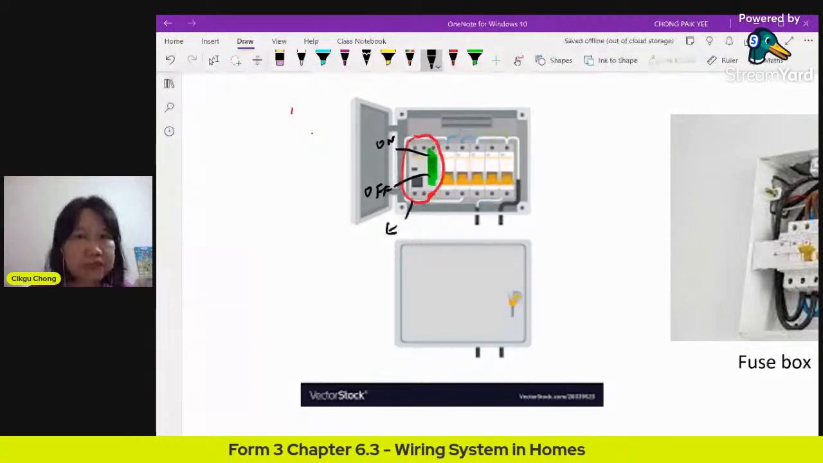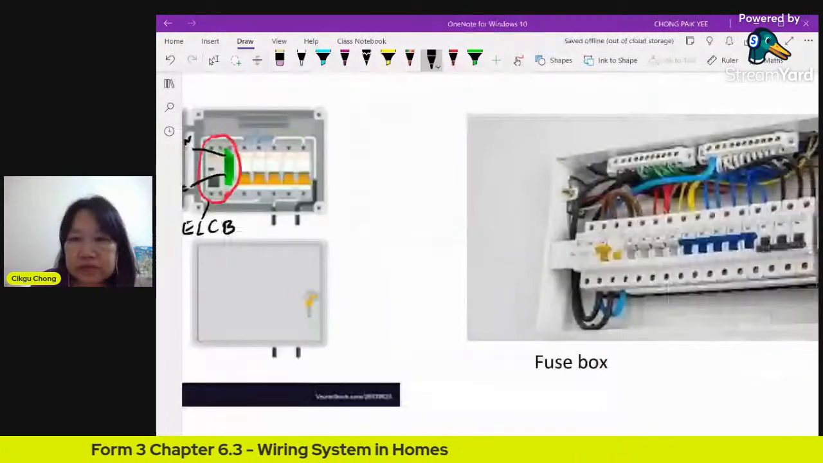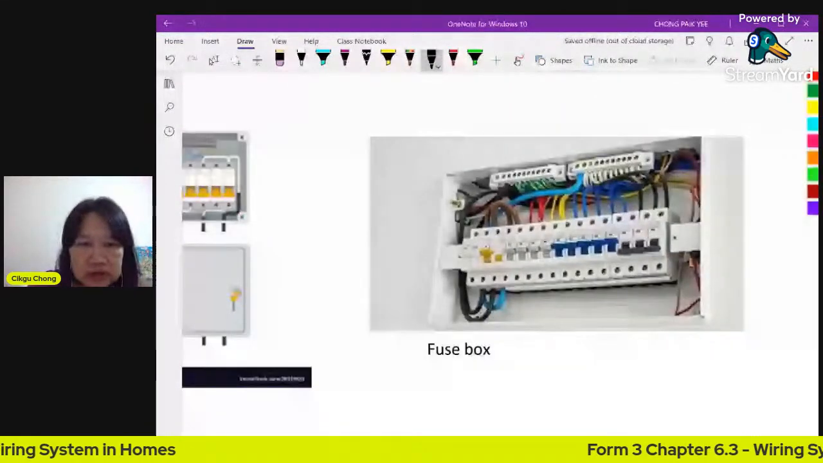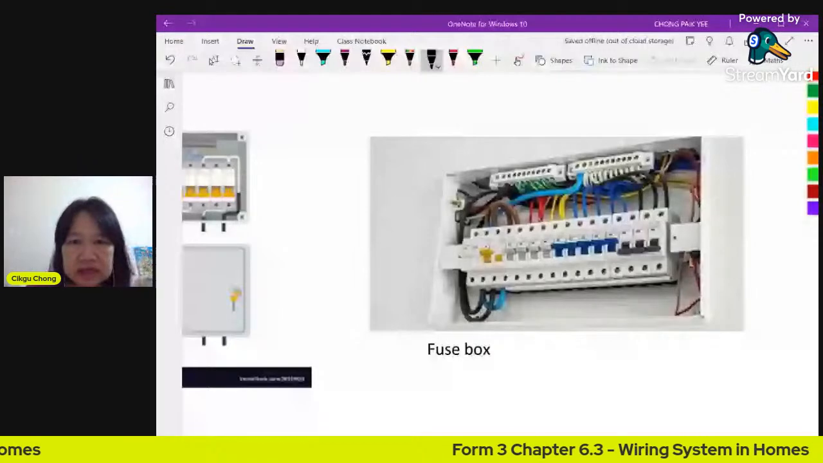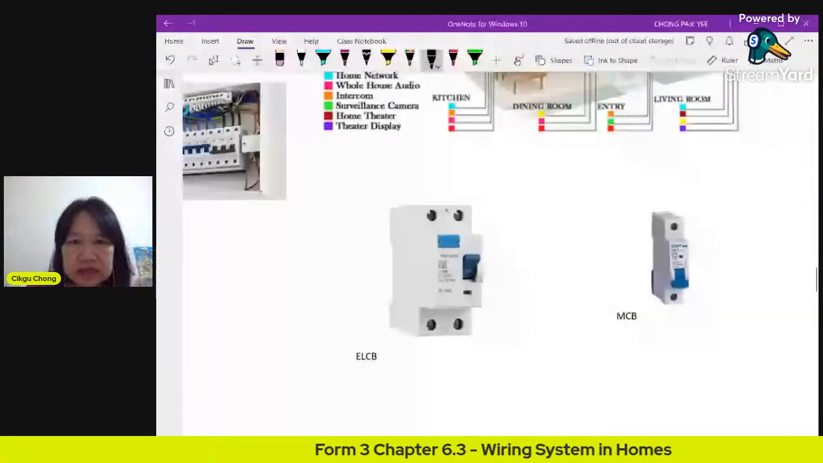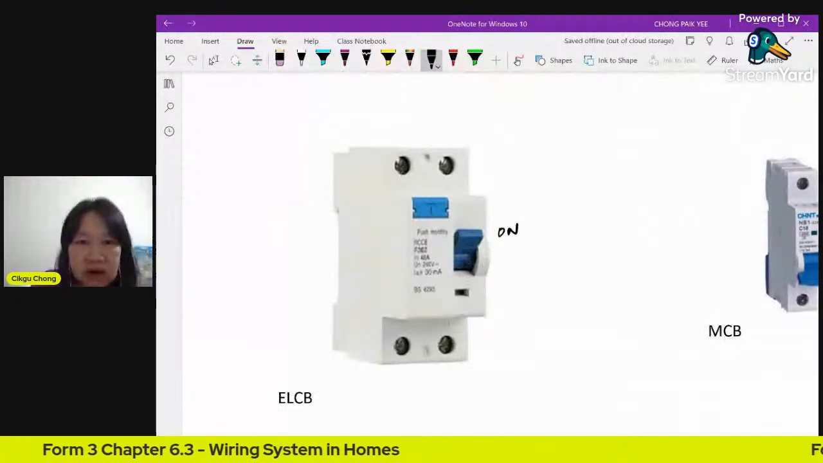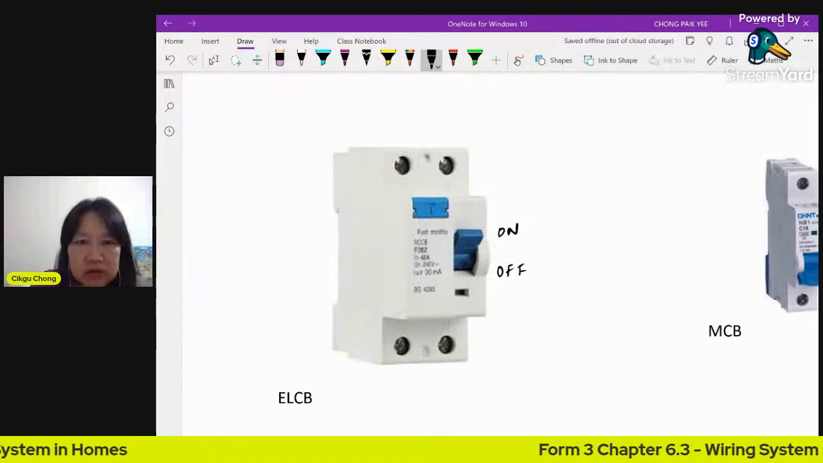So you see this is a fuse box, right? That whole thing. After I show you the fuse box, this is the ELCB, and there's another picture here that shows the ELCB. So you can see here, there is the switch. This is an on, with the switch pushed up, maybe it's on. There's a button here, and you can see off here. You can reset this. Okay, this is the ELCB.